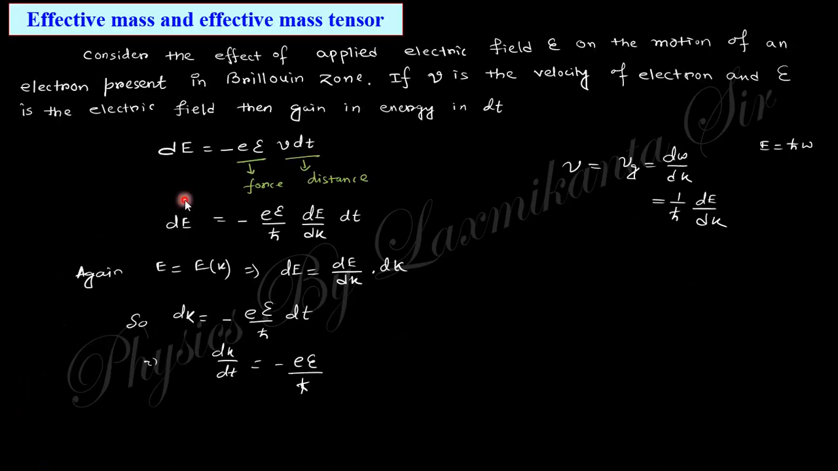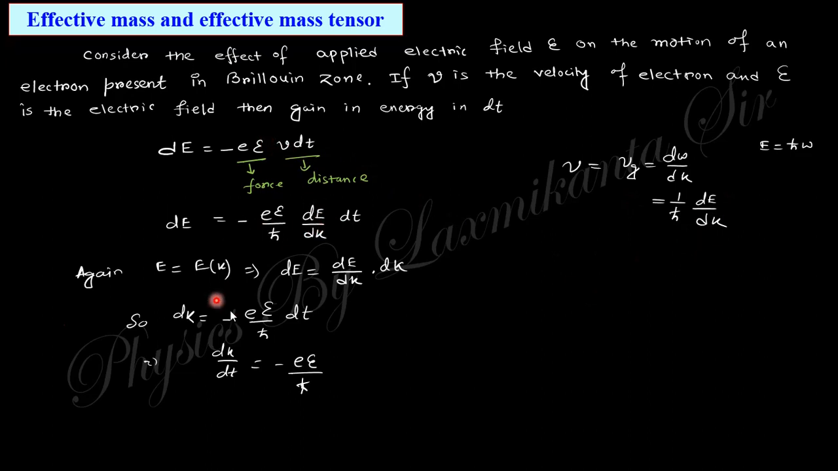Now you need to know about the concept of effective mass and the effective mass tensor. Effective mass means, when you know about the energy, suppose the energy is nothing but the work done converted into energy. Work done is nothing but force times displacement. Force is minus e times E, where E is the electric field, and this is the velocity times time, that is the distance. The velocity is the group velocity, d omega by dk, and you know E equals h cross omega, so omega equals E by h cross. So finally you will get it like that.